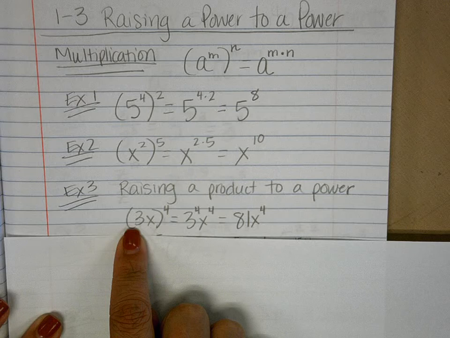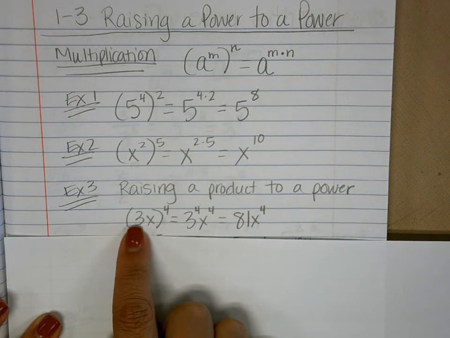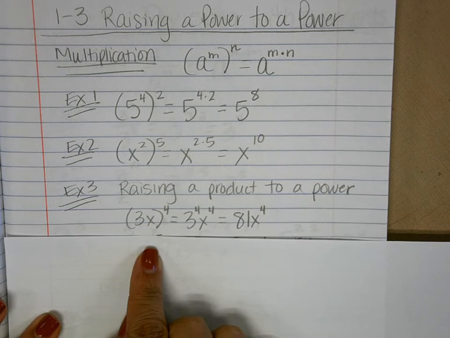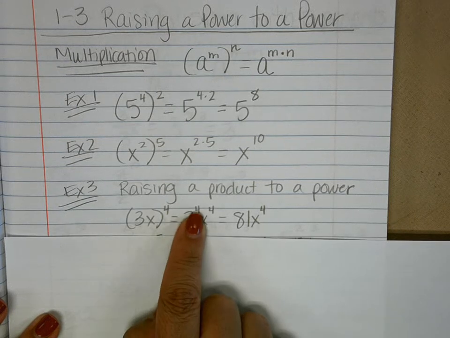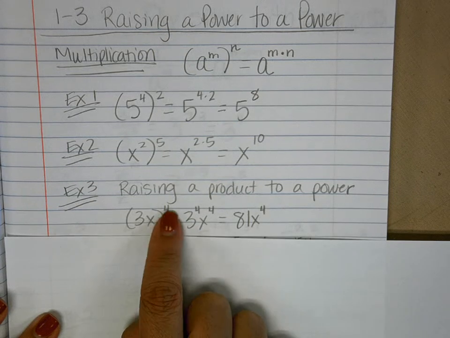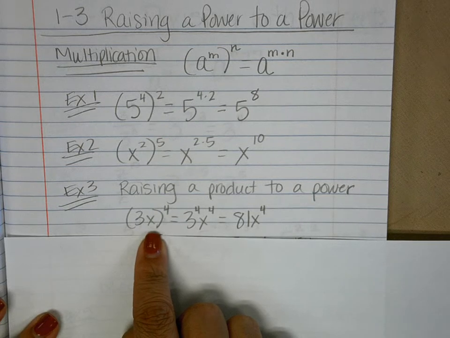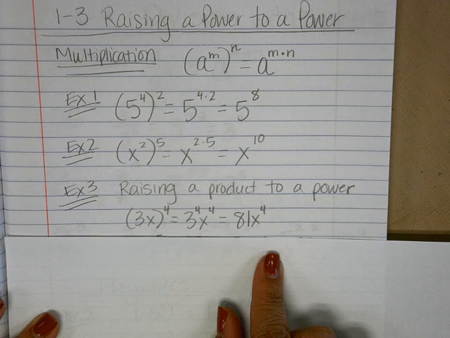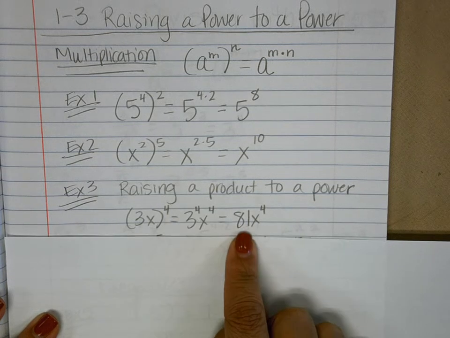So now I've put a 3 with the x. So that means 3 is multiplying x. That's the product. So this would be 3 to the 4th times x to the 4th, so you separate them. This power of 4 has to go with both the 3 and the x. And if I asked you to evaluate or solve, then you would do 3 to the 4th, which is 81.